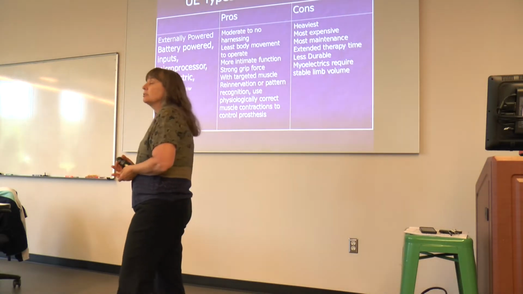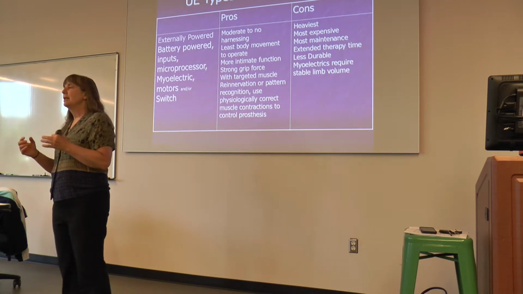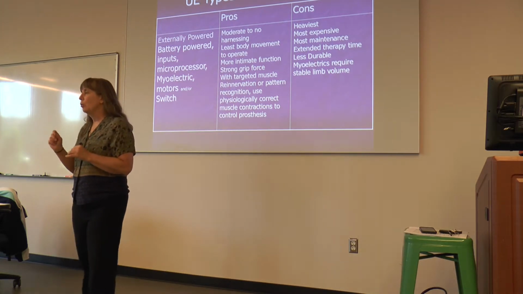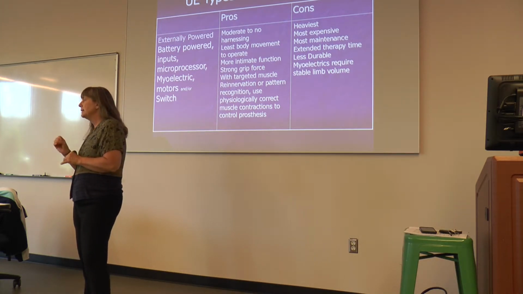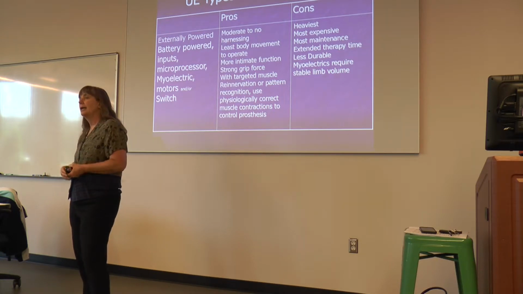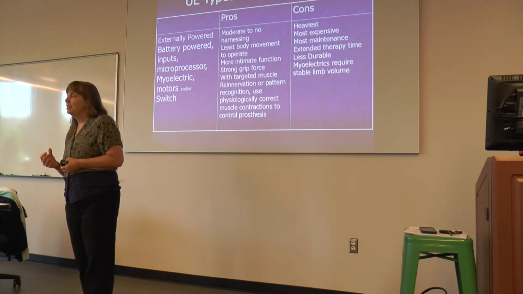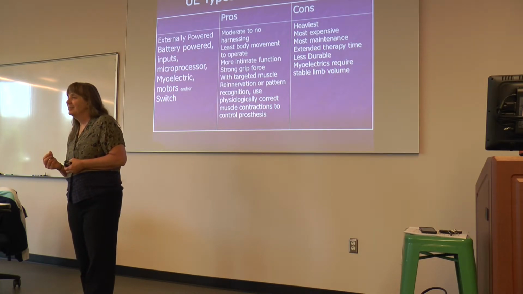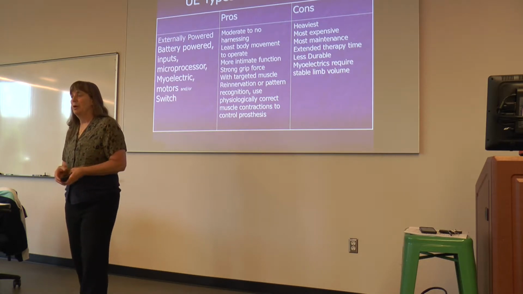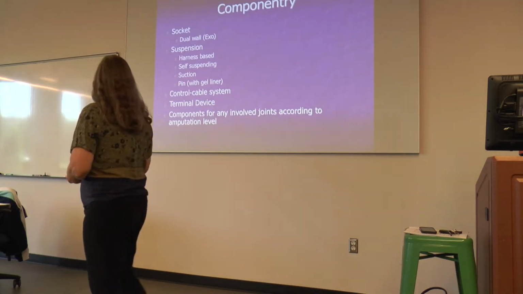The myoelectrics require a stable limb volume. So if I said I implanted an electrode in the socket wall, and what it takes is me contracting a muscle in my residual limb to make contact. If my residual limb shrinks, what's going to happen with my ability to make contact with that wall? I'm not going to make it, and the hand's not going to work. Or I'm not going to be able to operate the device. So that's part of the problem.